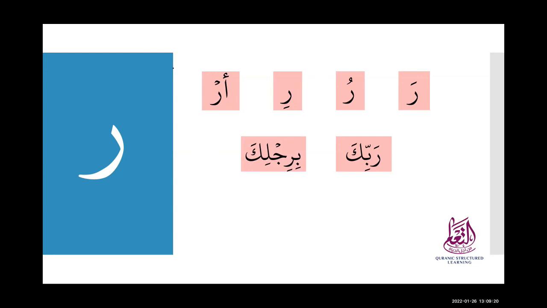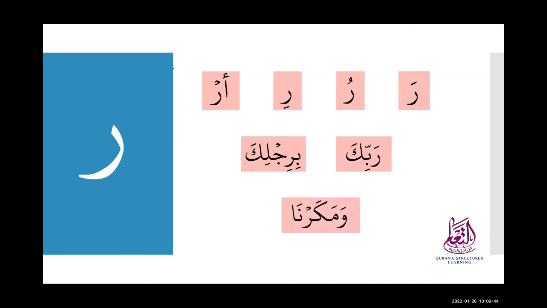Another example is this word, birijlik. Here we have the ra with the kasra. So the kasra is the light one. So here we don't say biri, we say birijlik, birijlik. Okay, so this one's a lot more relaxed, requires less effort because you're not involving the back of the tongue anymore. Okay, rabbik and birijlik.